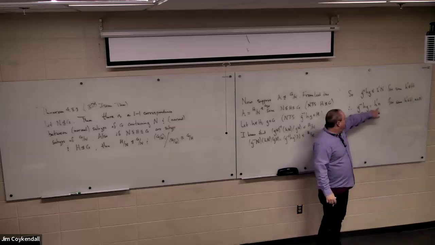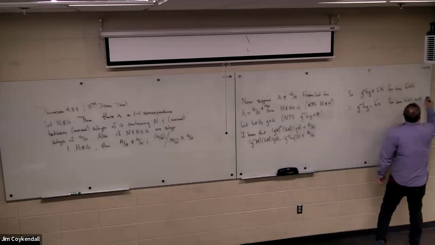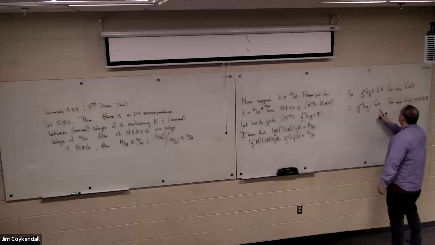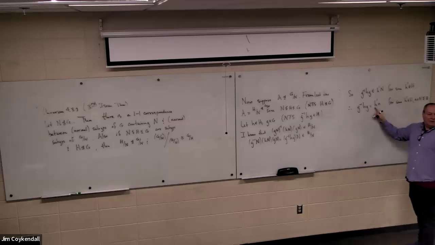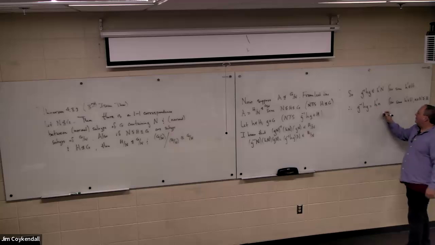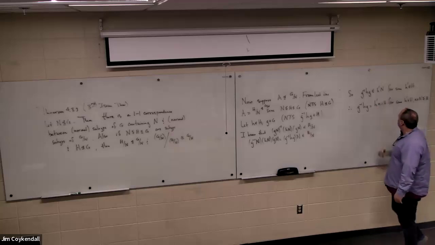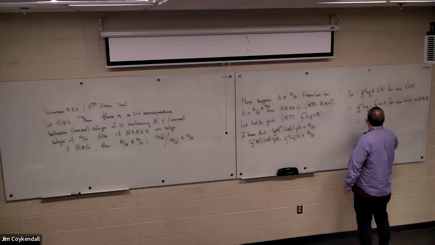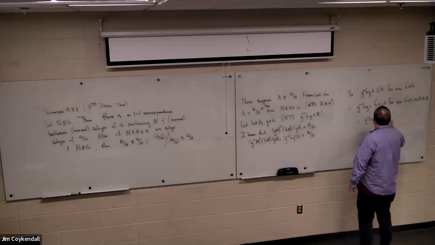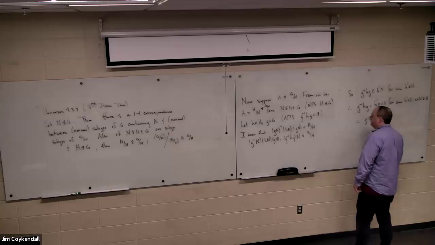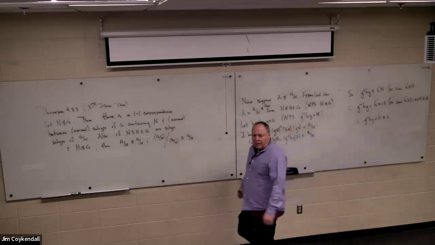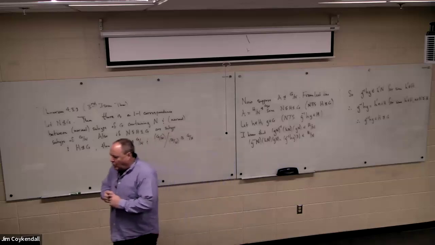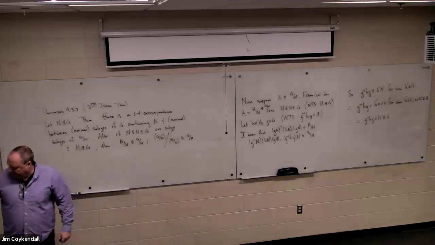But notice that N is contained in H. So both of these things here, H prime and N, are both in H. So that's in H. Therefore, G inverse HG is contained in H, and so H is normal in G. And so it works the other way. Okay, any questions on that?